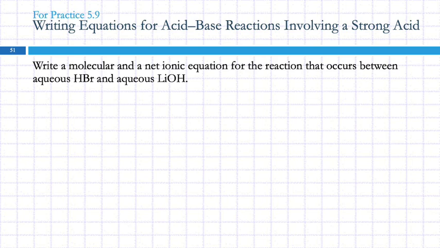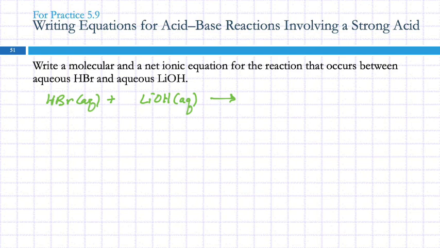So we need to be able to write equations for acid-base reactions. And we're going to use the same strategy we did for the precipitation reactions. Look at the ions in the reactants, swap the partners, and put them together to make the products. So here, write a molecular equation and a net ionic equation for the reaction that occurs between aqueous HBr and aqueous LiOH. So we're given the reactants, HBr and LiOH, and we need to predict the products.